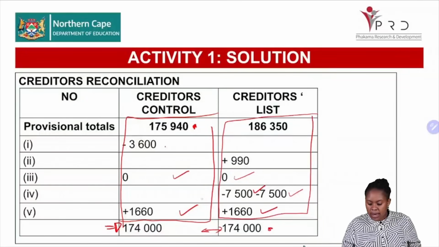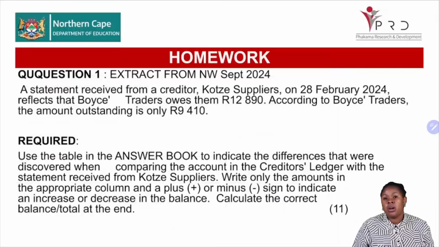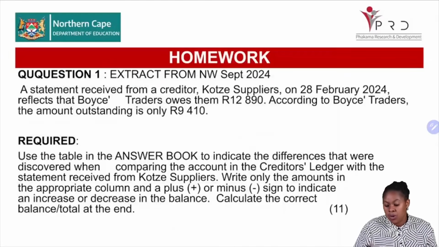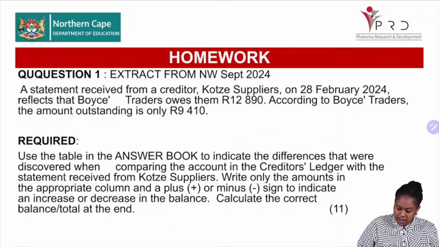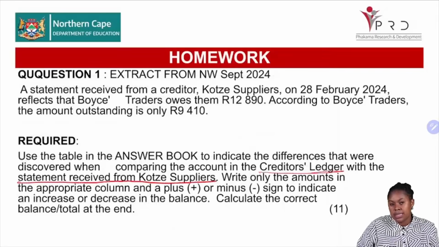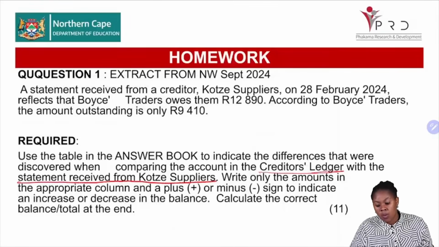All right, grade 12. Let us quickly talk about your homework, which is obviously similar to what we've been doing so far. Your homework says use the table to indicate the differences that were discovered between the creditor's ledger and the creditor's statement received from quarter suppliers. So you are going to apply the same principles that we've been doing so that you are able to complete this homework. There is a worksheet that's available. Please request it from your teacher so that you are able to complete the homework.